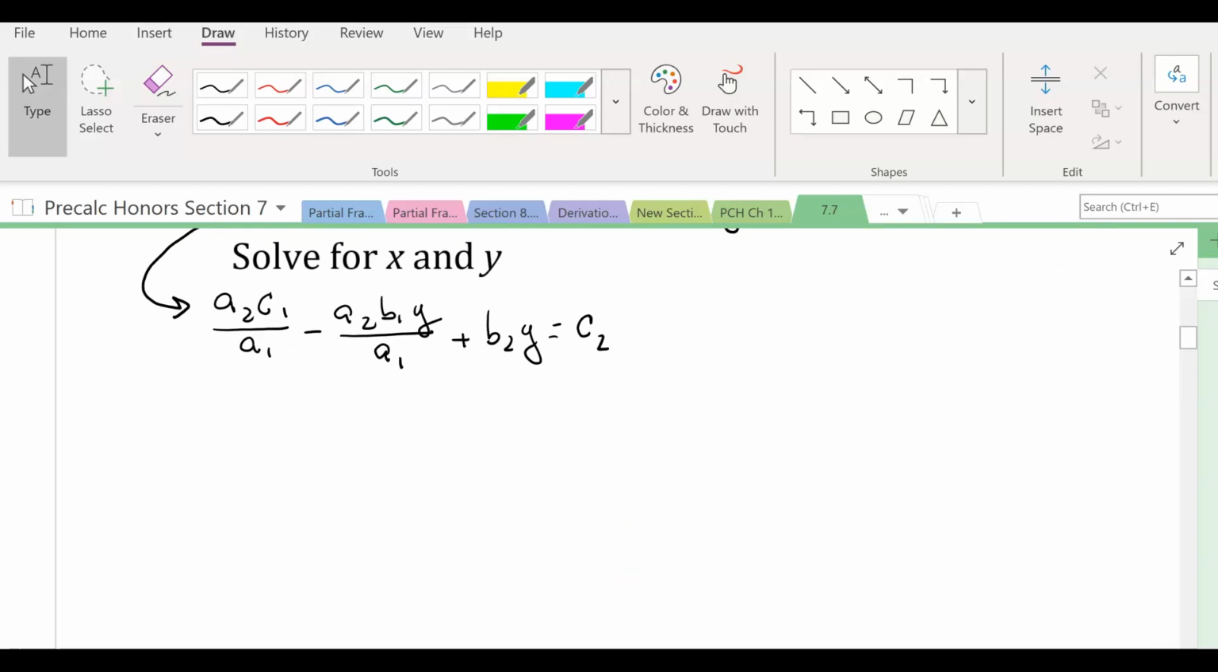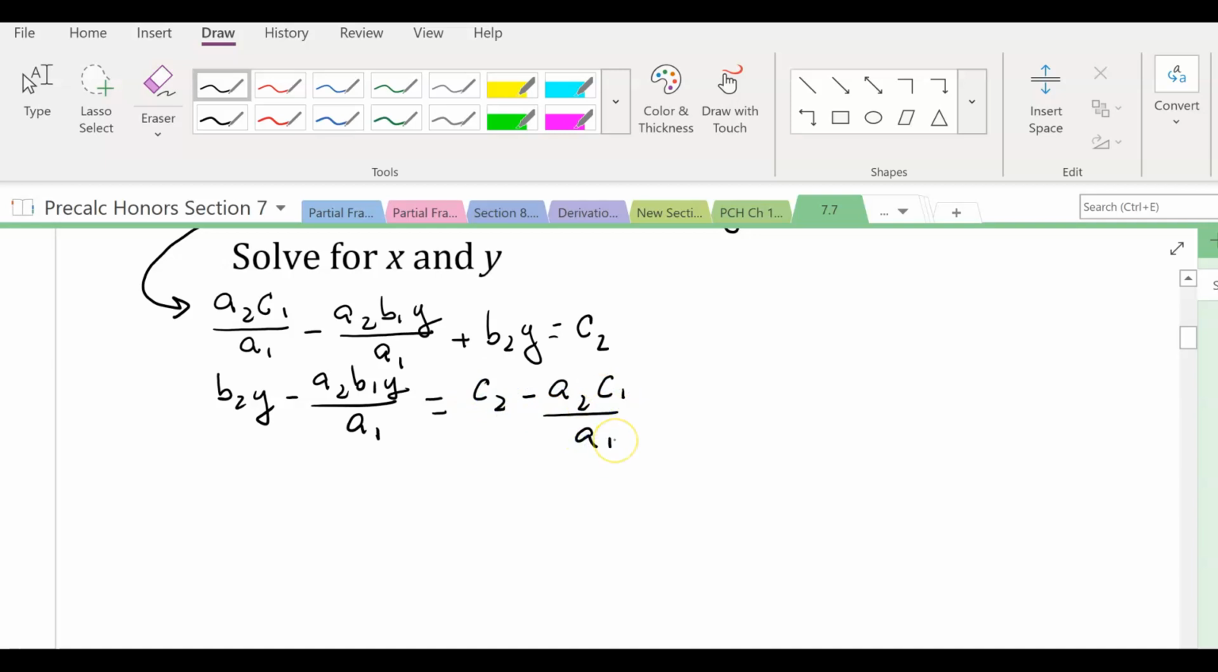Alright, so let's move everything with a y to one side, and everything without a y to the other side. I'm going to rearrange here a little bit on the left. So I've got b2y minus a2b1y over a sub 1. All I did was flip-flop these two. And then we'll move this term over to the right. So I have c2 minus a2c1 over a1.